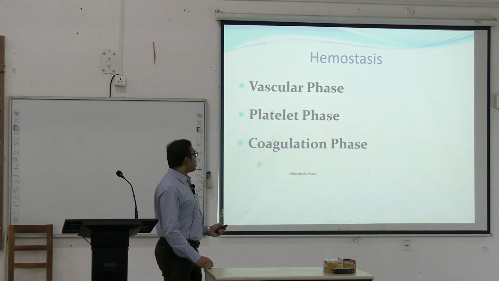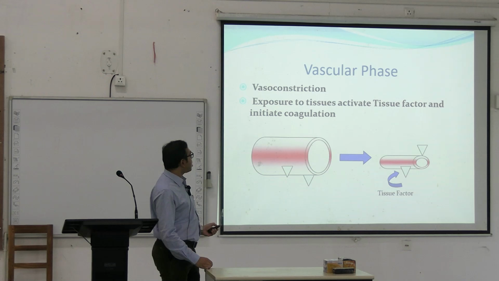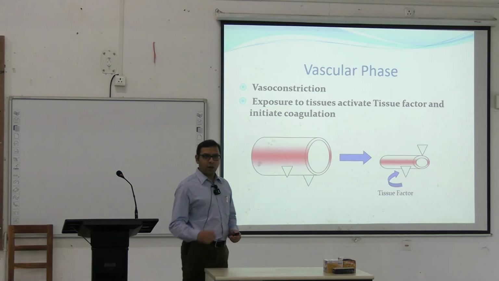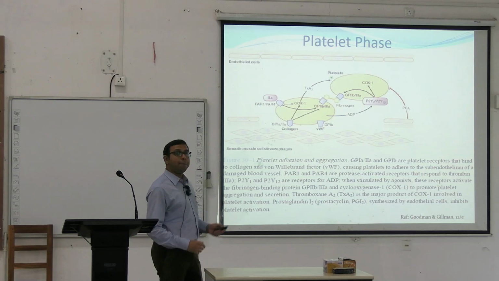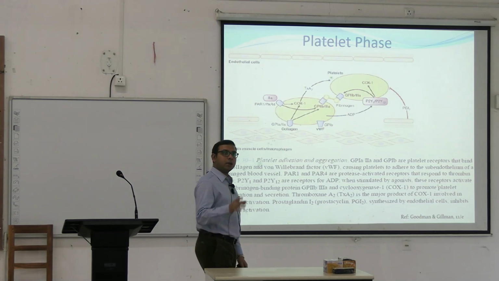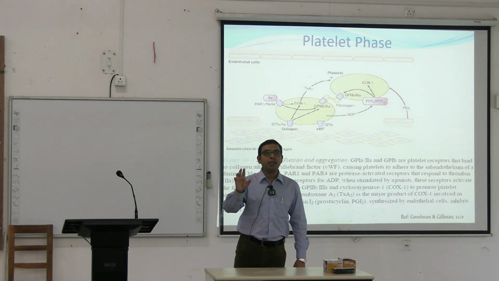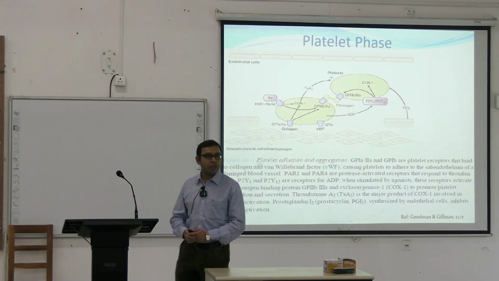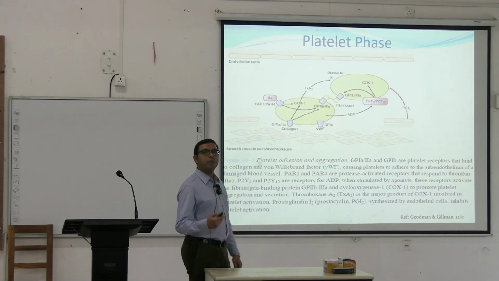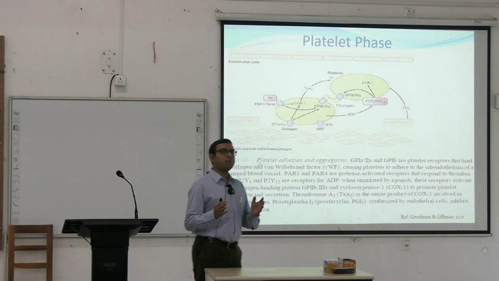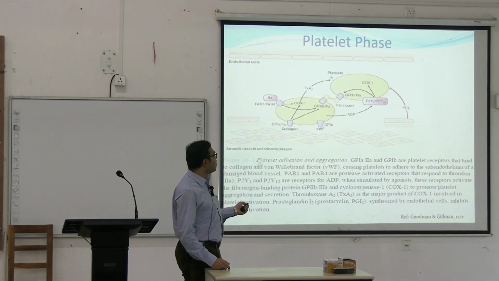In hemostasis, first there will be the vascular phase. The vascular phase is the vasoconstriction, which I have already discussed, that occurs when there is any injury. Then comes the platelet phase. In the platelet phase, platelet adhesion and platelet aggregation happen. And you can see different receptors, different agonists and different proteins orchestrating this platelet adhesion and aggregation.